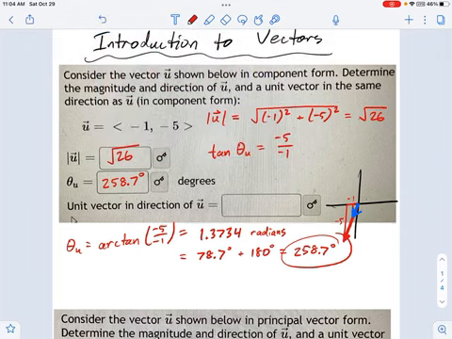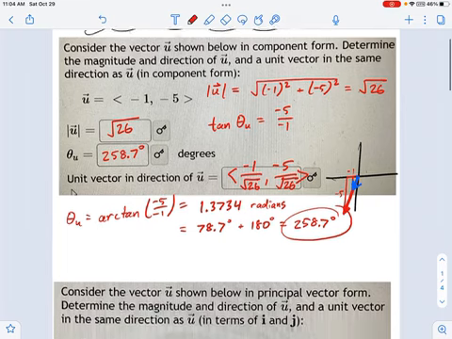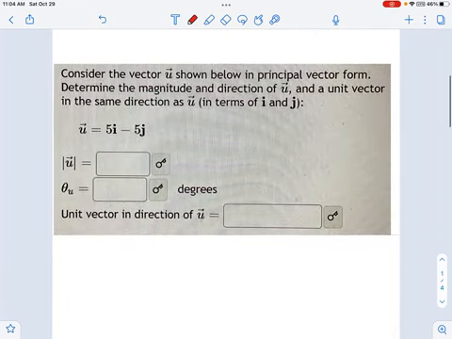So this one is just going to be, well, you take the same vector that we know from before, -1 and -5, and we're dividing each of those components by the bigness of the vector, which is square root 26, and that's that.